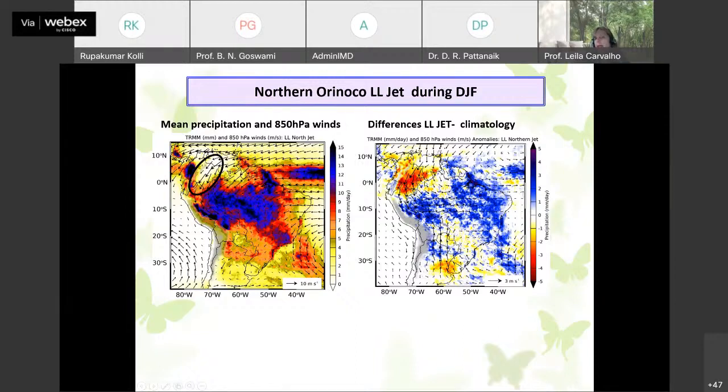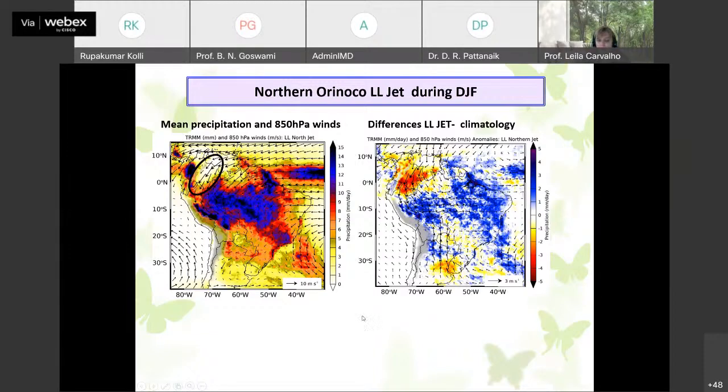And the reason for that is that you have stronger jets, you have a divergence of the winds, divergence of moisture fluxes. So you would expect to see less precipitation. And this moisture is transported by these anomalous westerly winds along the region of the monsoon. So this is why this jet is important.